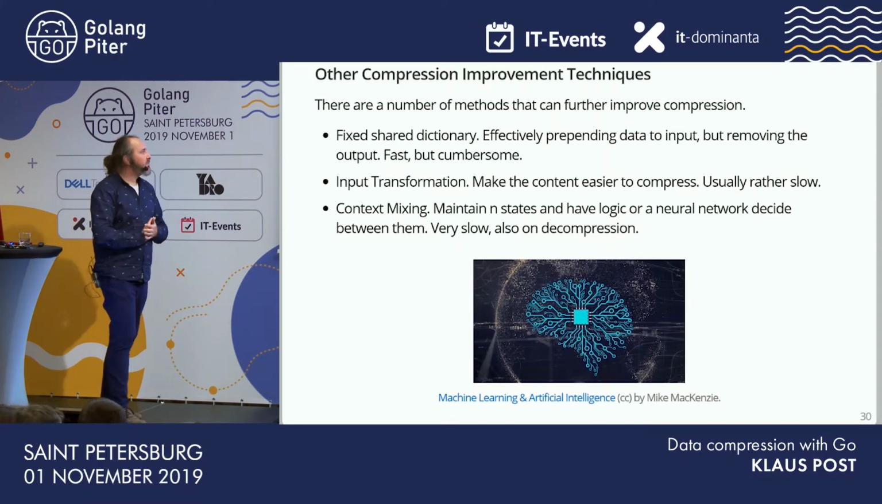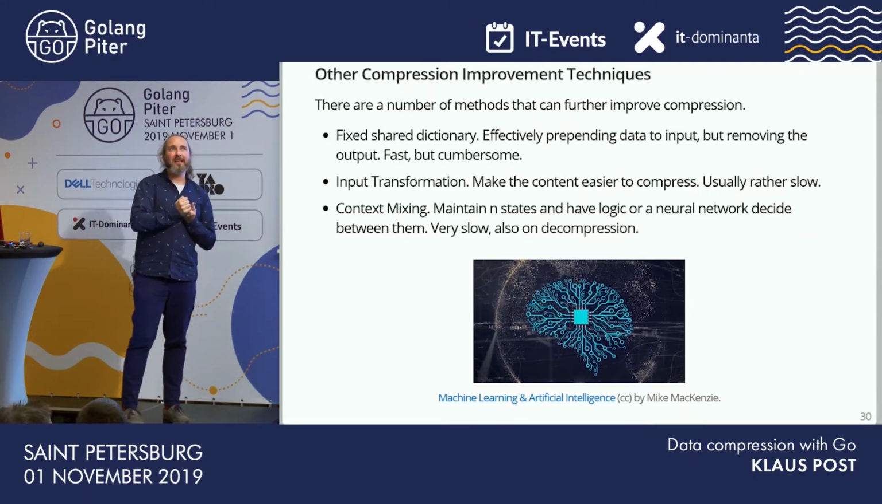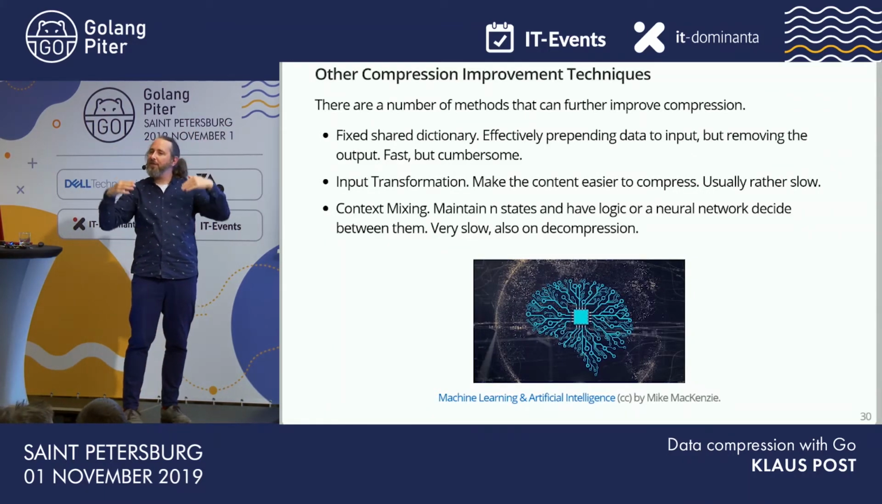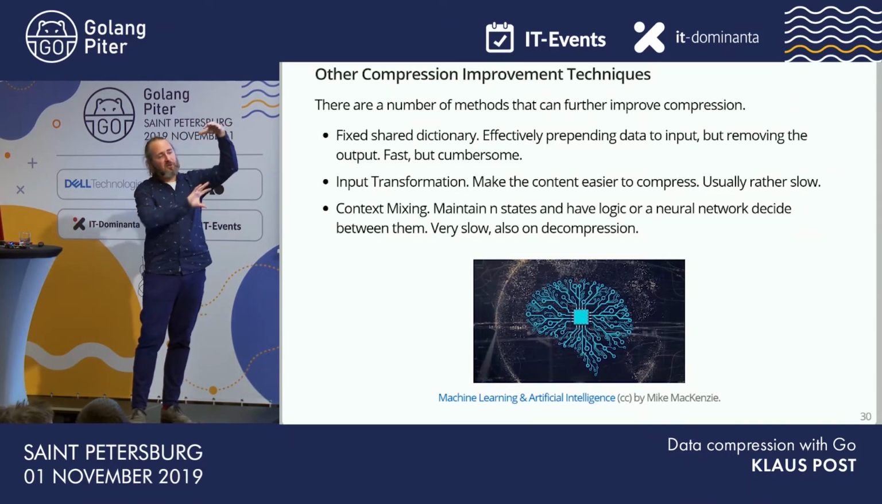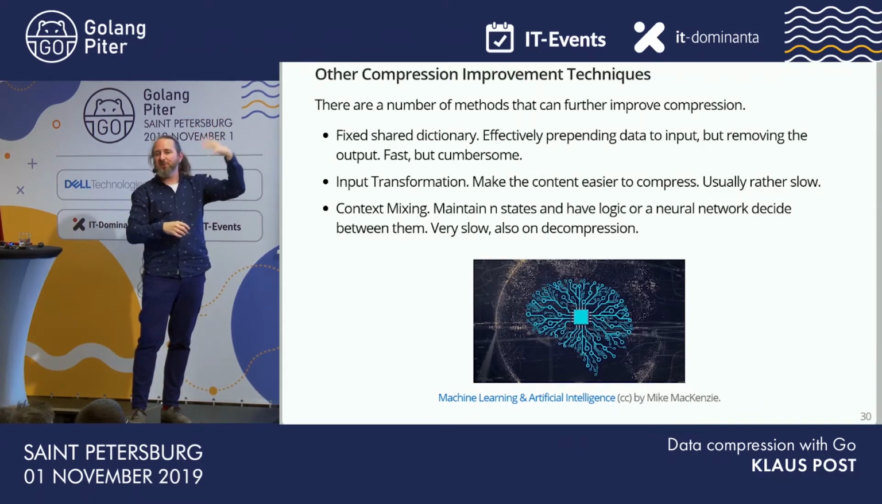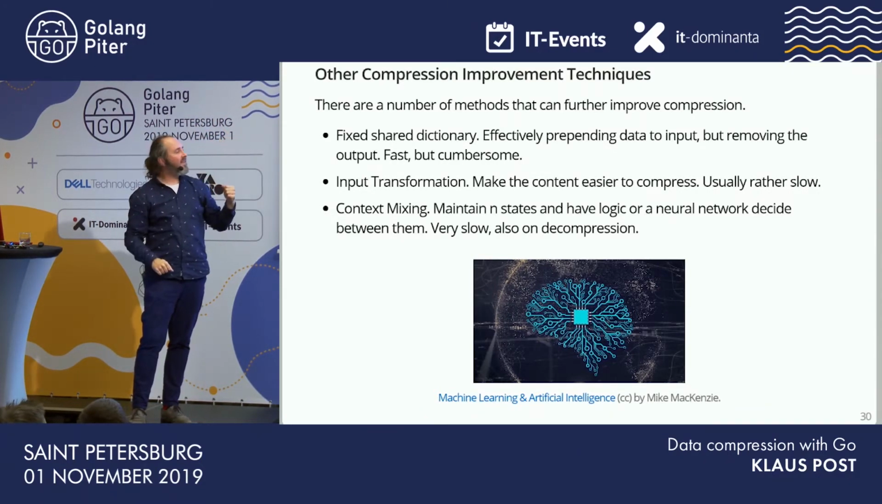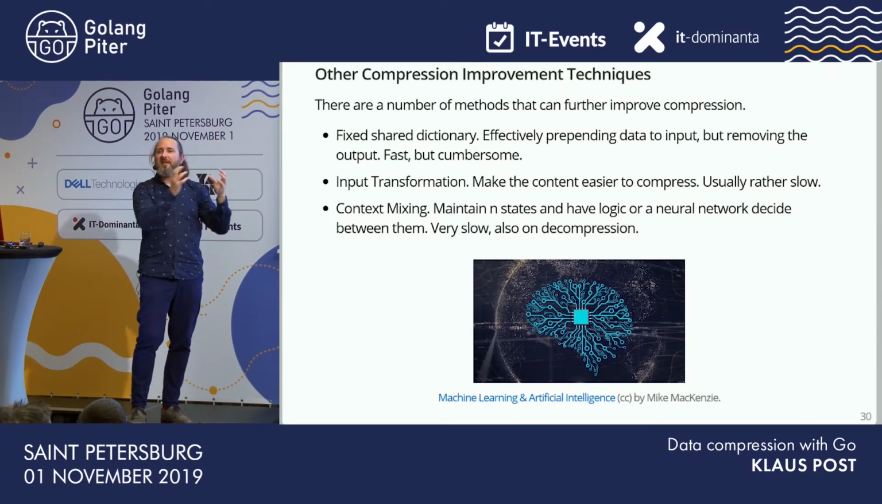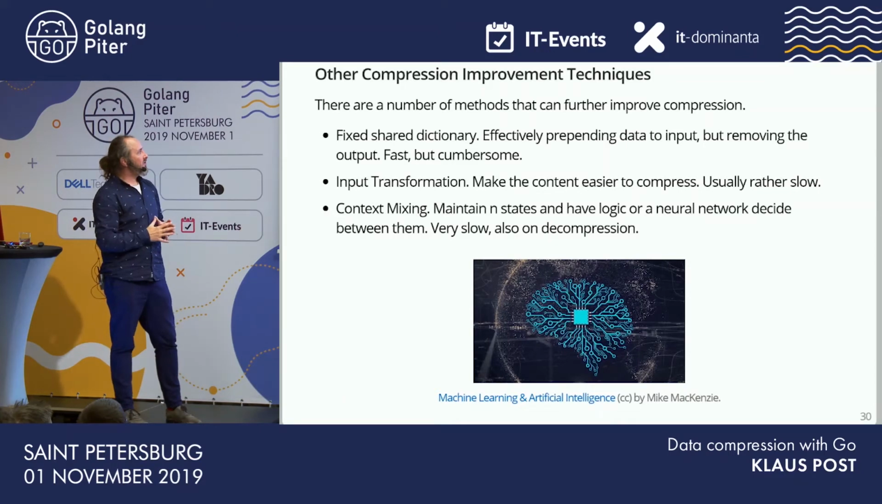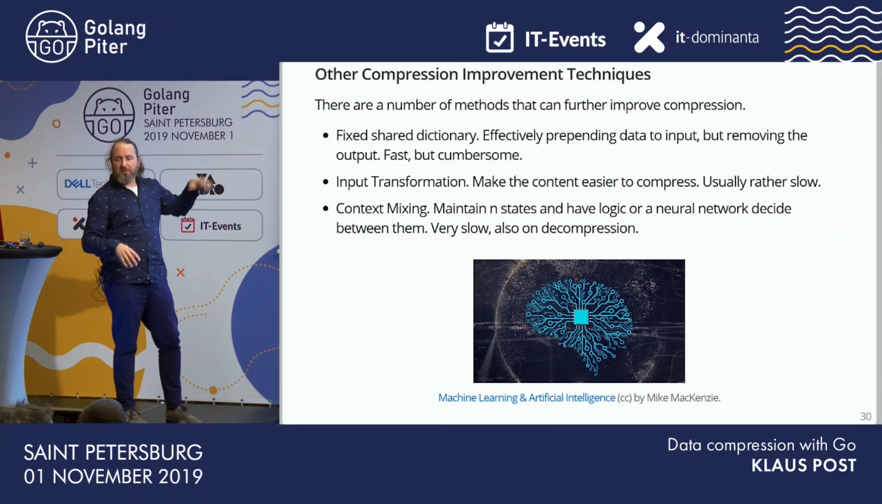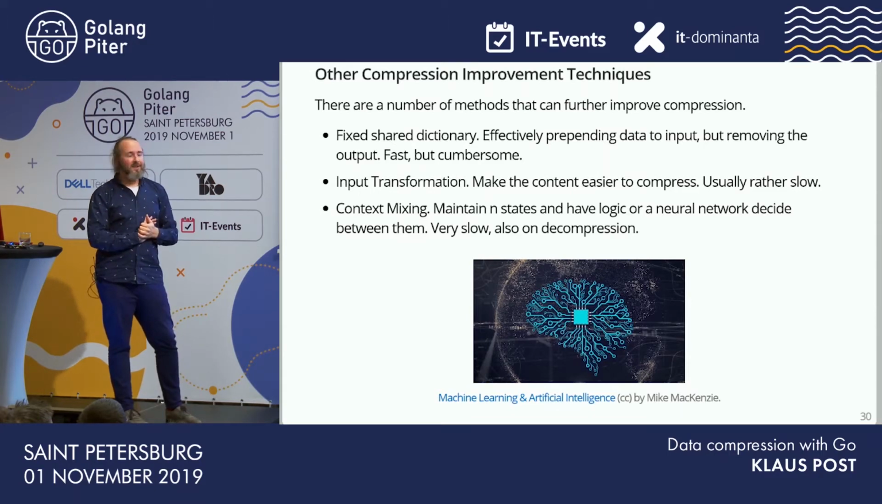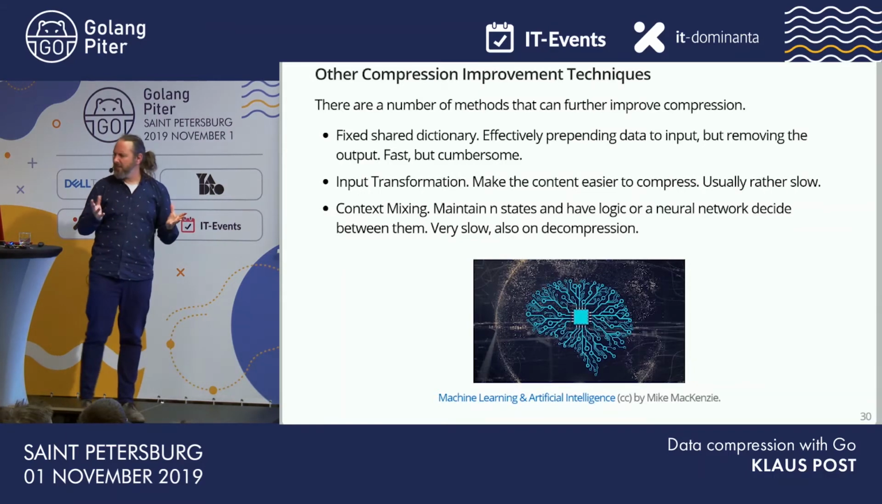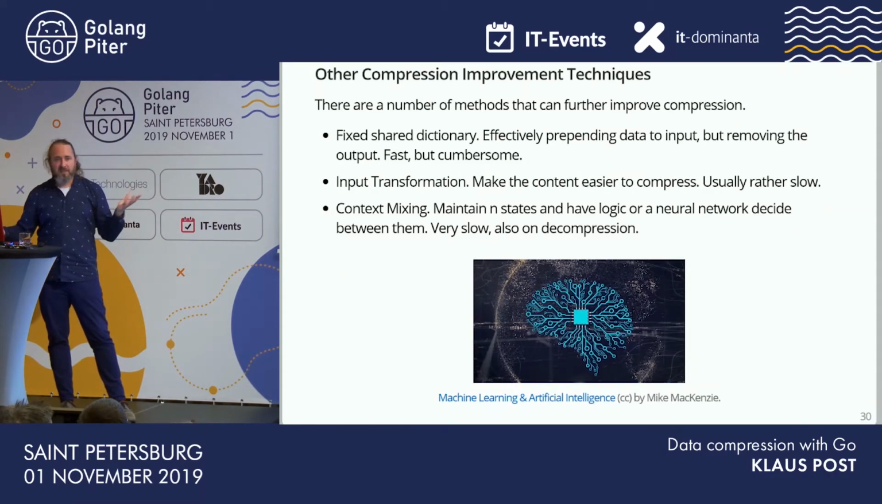Finally, there's something called context mixing, which has a lot of different states, and then you hook up some logic that chooses between these different states, and each state can output the input it wants to get back, the data you're sending in. It's quite slow, but that is actually where you get the biggest compression ratios today. It's not really useful in any practical sense, I feel, but maybe in 10 or 20 years, who knows?